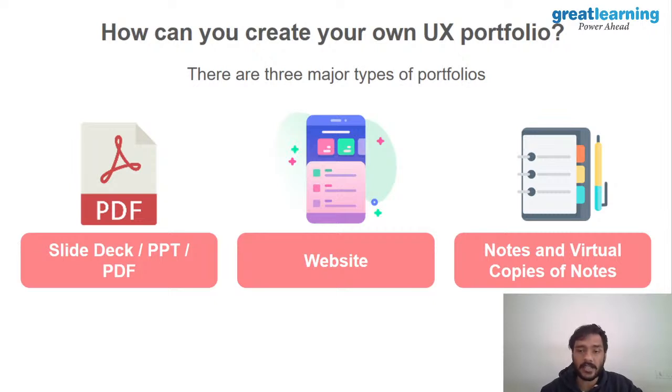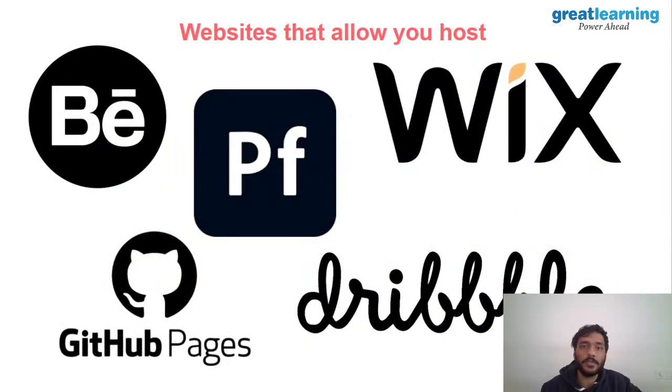I'll be telling you guys about the website one first. Okay. So to create a website, you have a lot of different options. Now you don't need a coding background for this, but if you have that, then it's great. And I'm only going to be listing free options so that it's easy for you guys. Okay. So the main free options over here are basically Behance, Adobe Portfolio, Dribbble, GitHub Pages. These are the ones that I know. So these are basically free. You don't have to pay anything for it.